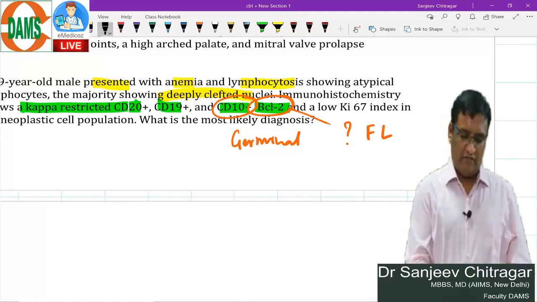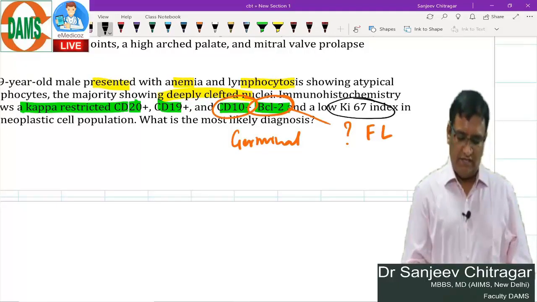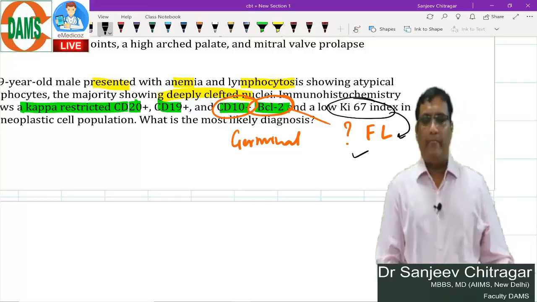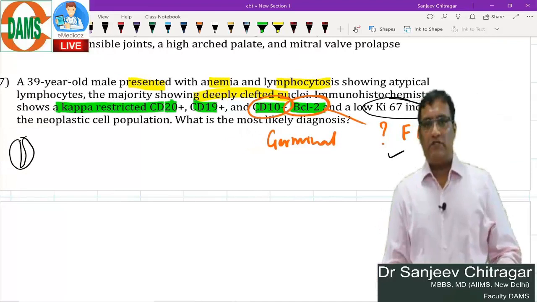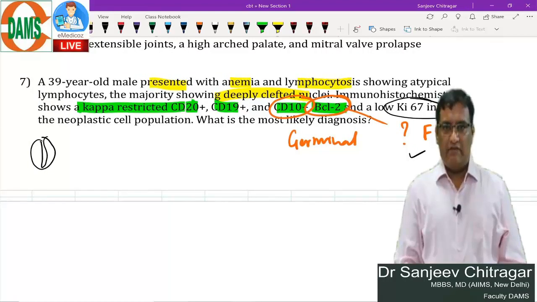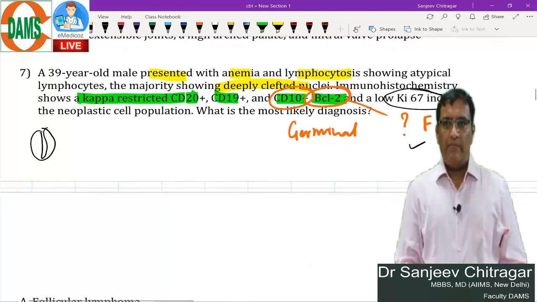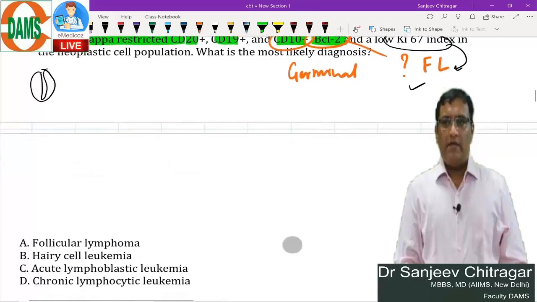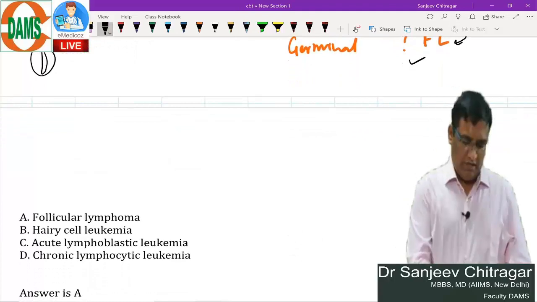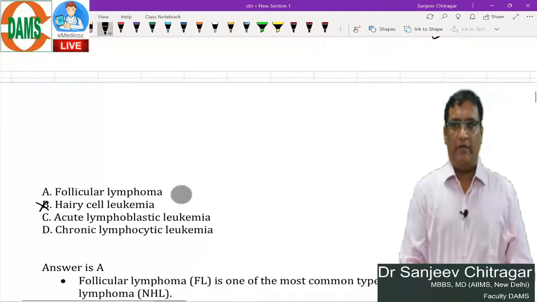Let us look further. What does it say? Ki67 is low, in favor of follicular lymphoma. Why? Because the other germinal center lymphomas include diffuse large B cell lymphoma and also Burkitt lymphoma, which will not have low Ki67. So the answer to this question. So now look at this. Even without looking at it, it cannot be hairy cell leukemia.